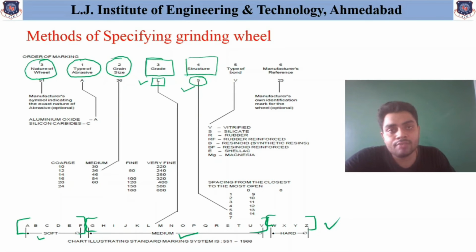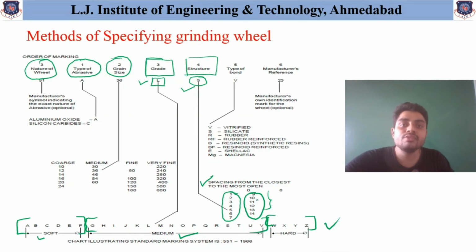And if the particles are very fine and spaced very closely, then that structure is called the very fine structure. So now let us see the number given over here in this range. Read very carefully, spacing from the closest to the most open. The structure gives the idea about the space between the particles, how much space is between the particles. If the space is more, then we can say it is the open structure. If the space is very less, then we can say it is the closed structure.